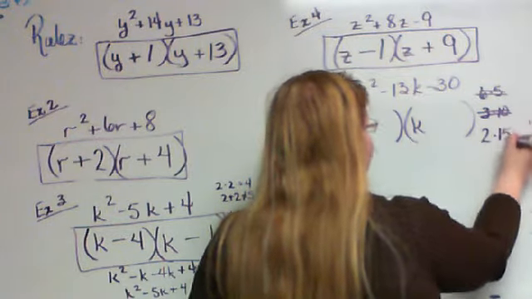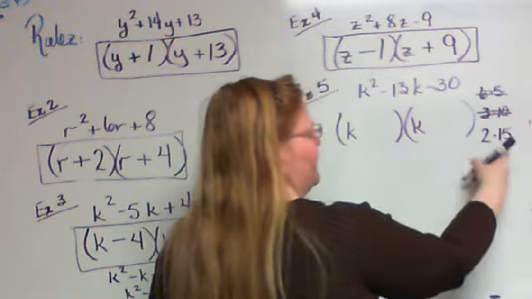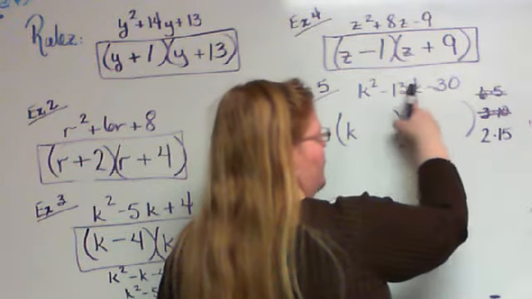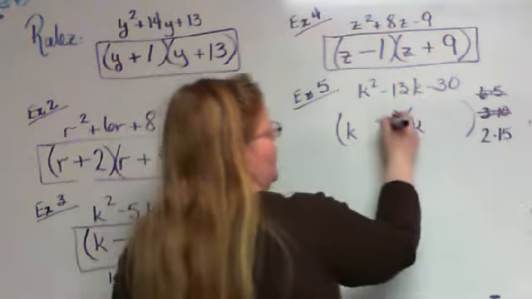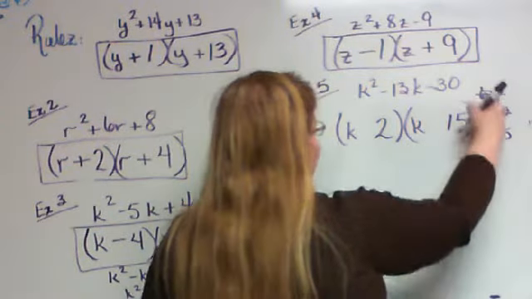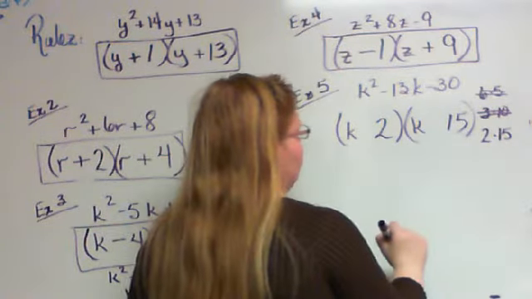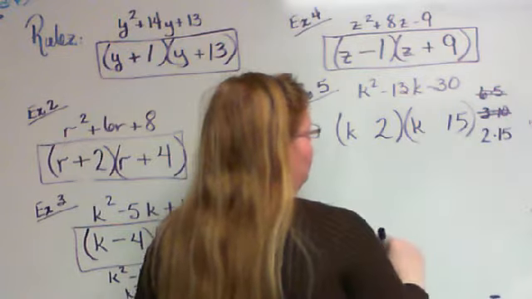Other things that multiply together to give you 30. 2 and 15? 2 and 15 multiply to give you 30. Do they subtract to give you 13? Yes. So I know it's 2 and 15. See, sometimes you gotta list them out. Otherwise you'll pick the wrong set.